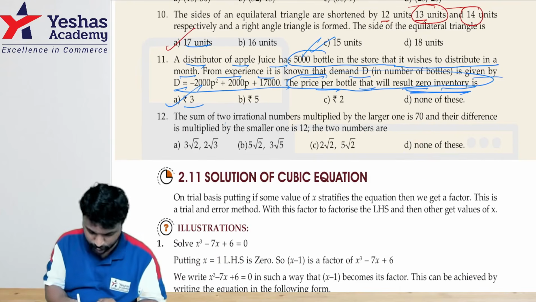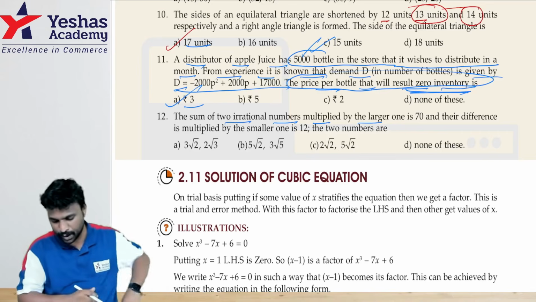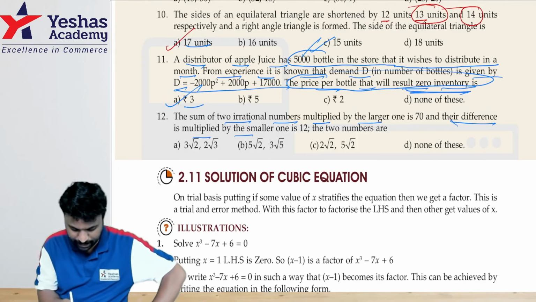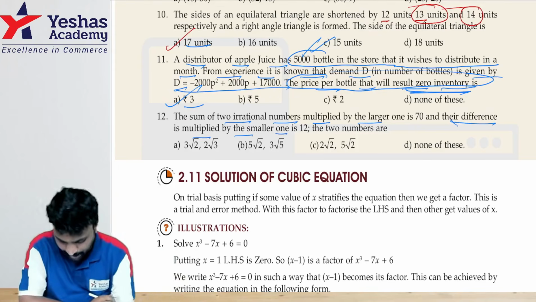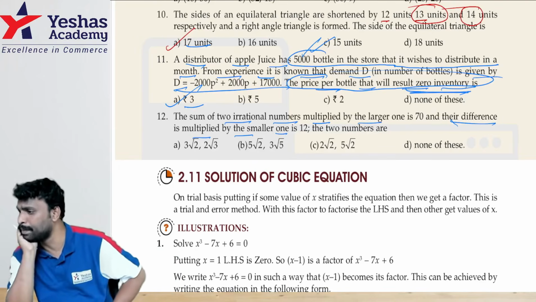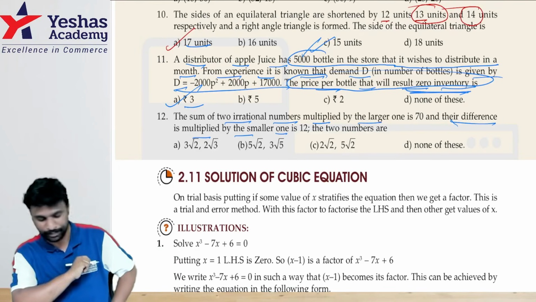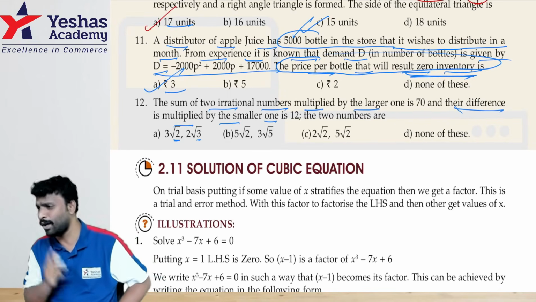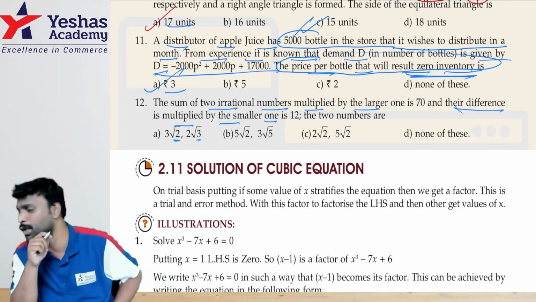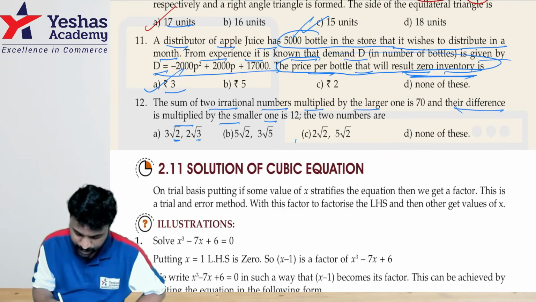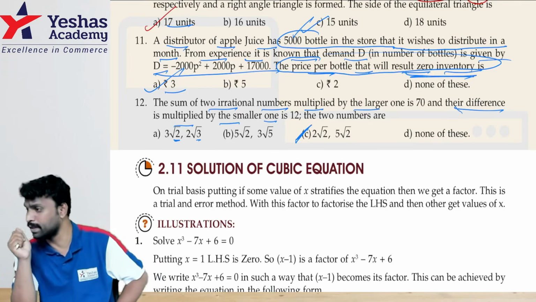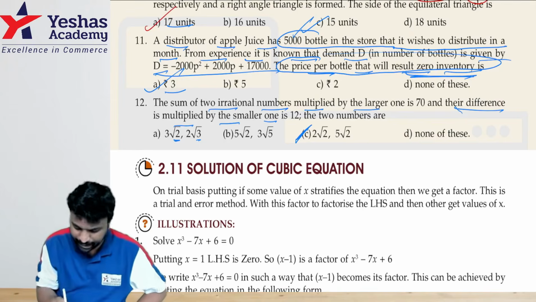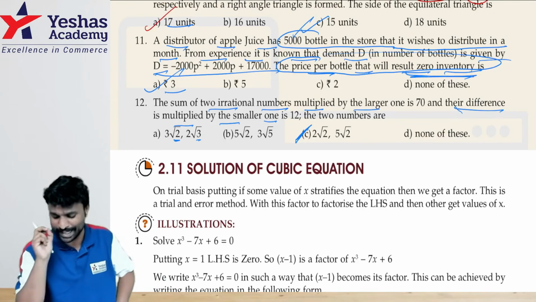The sum of the two irrational numbers multiplied by the larger one is equal to 70, and their difference multiplied by the smaller one is 12. The two numbers are, where are the two numbers? The two numbers are in the options. Guys, please understand here, the numbers within the root are different. Always go with an option where the numbers within the root are the same. So clearly option C is an option where the numbers within the root are the same. Yes or no? So that will be easier for you to solve. So I pick an option where the number within the root is the same.